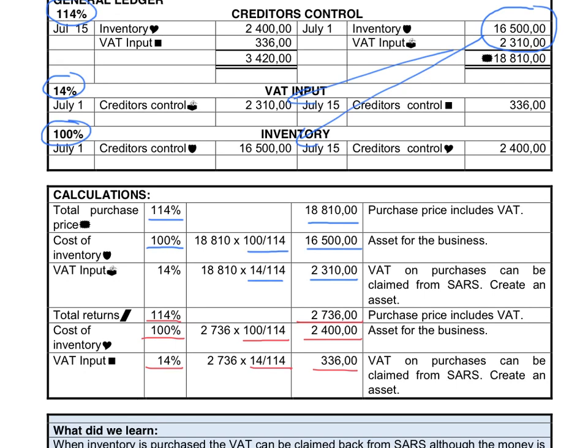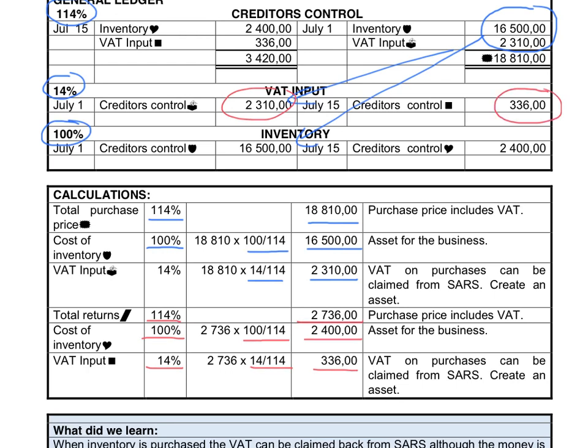Now when we bought the goods, we claimed back the 2,310. When we return goods, it means that we can't claim back that 336 anymore, and that means that we must show that we owe the 336 to SARS again.